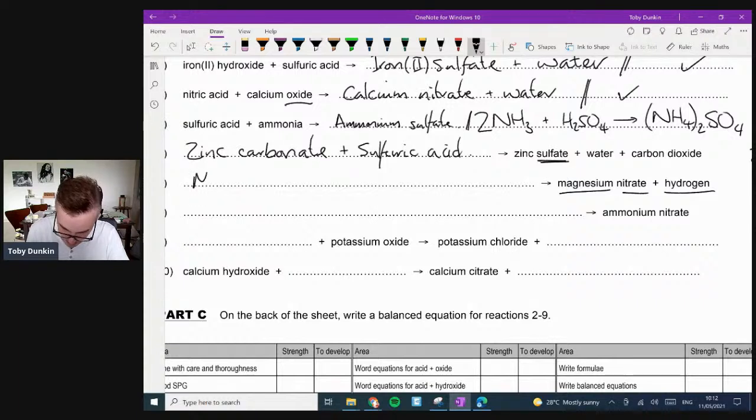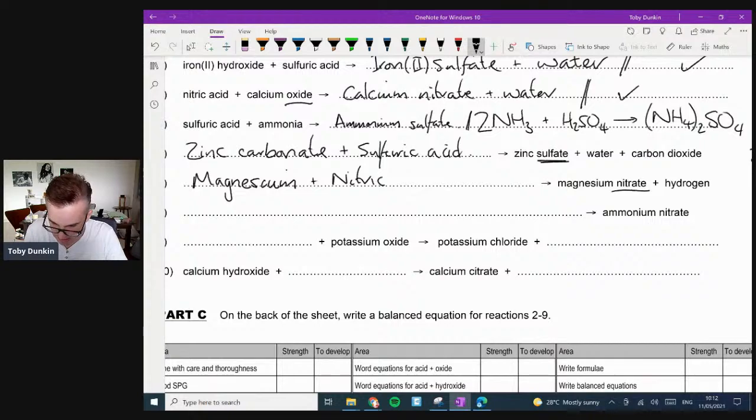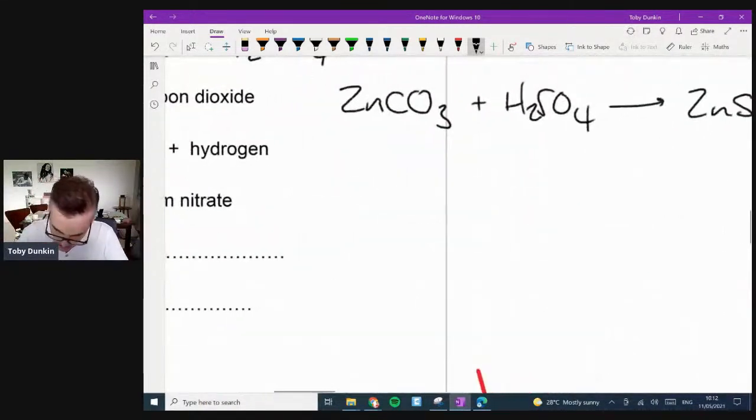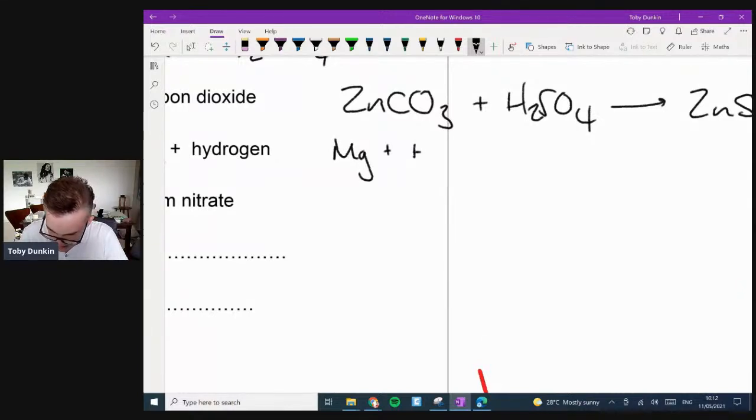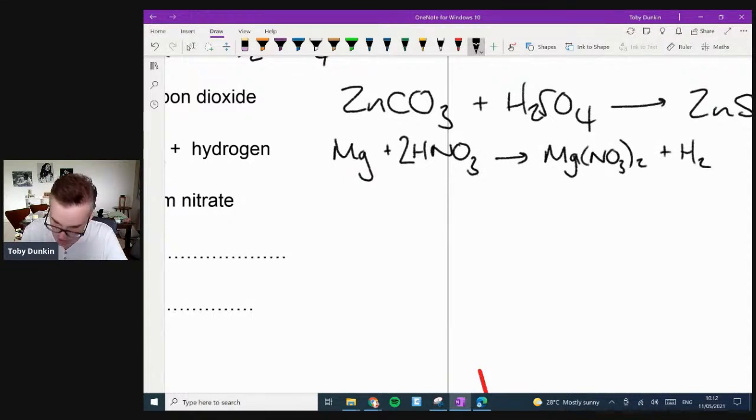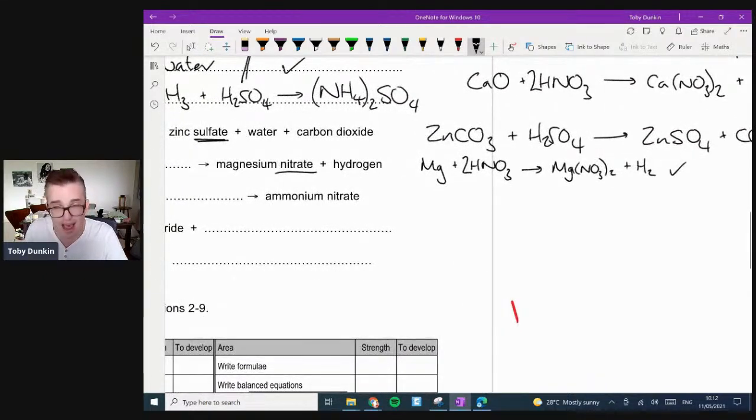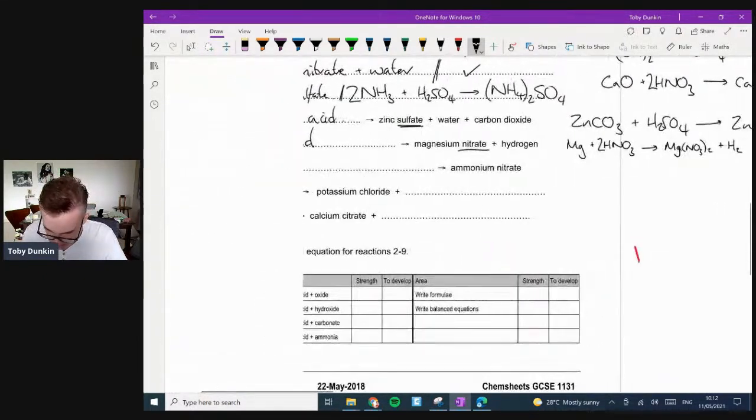Next, magnesium nitrate and hydrogen. So this is magnesium metal, and I know it's magnesium metal because it's produced hydrogen gas. Metal plus acid, salt plus hydrogen. And my acid was nitric acid because of the nitrate. Convert to symbol. Magnesium metal plus nitric acid goes to magnesium nitrate, Mg(NO3)2, plus H2. Balance the equation with a 2. Hard, guys, these are level 9s. These are really pushing the boundary.